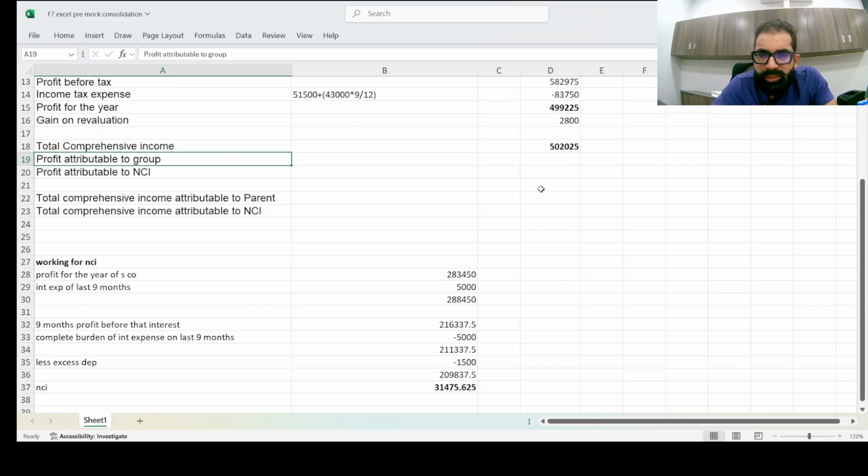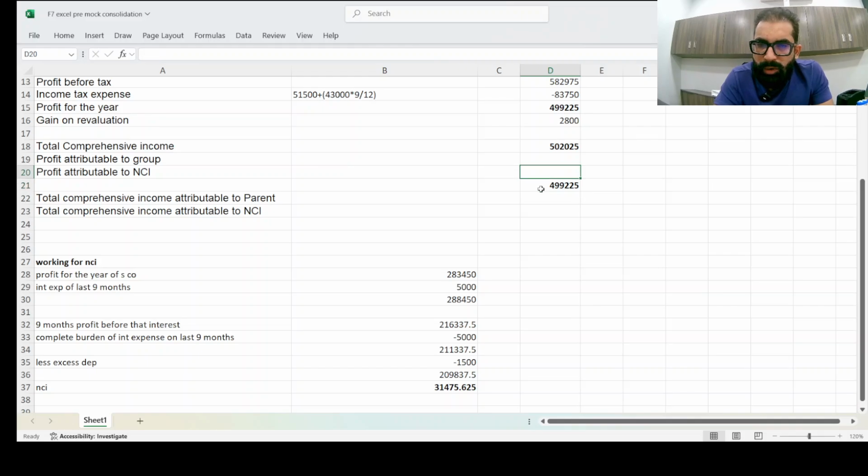Now you tell me what is the total profit? Total profit including everything. This is 49925. See, the total profit was 49925. Out of this, NCI is 31475. Okay. Now can you calculate the profit attributable to the P company shareholders? Yes. This will be equal to this minus this.